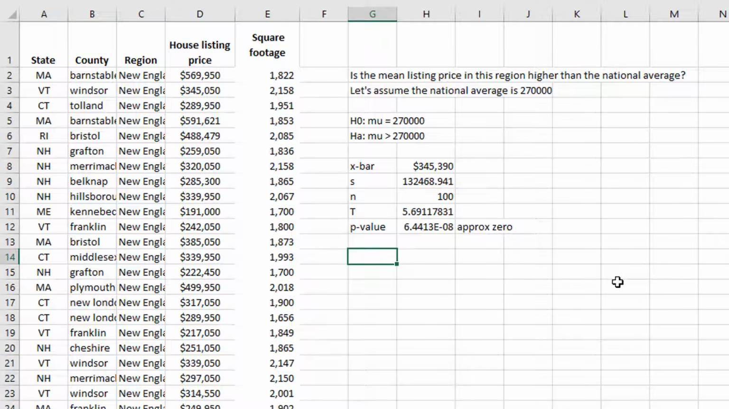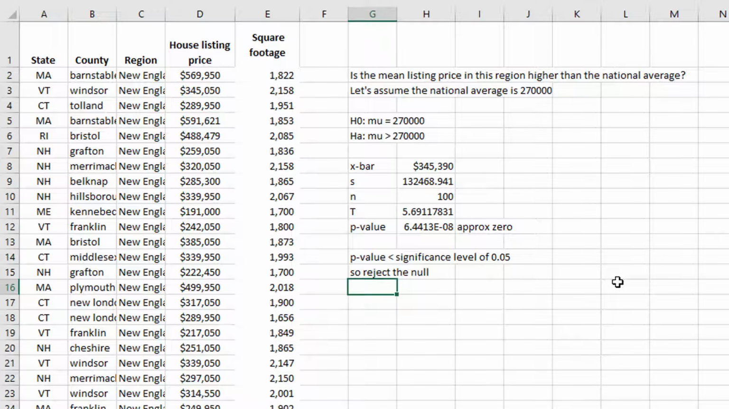All right. So I'm not going to write everything out. In your project, you're expected to be a lot more descriptive, but here's what I would say in this case. I would first of all reject my null hypothesis. The p-value is less than the significance level of 0.05. So reject the null. In other words, we have very, very strong evidence from our data that in New England, the mean listing price is greater than $270,000.